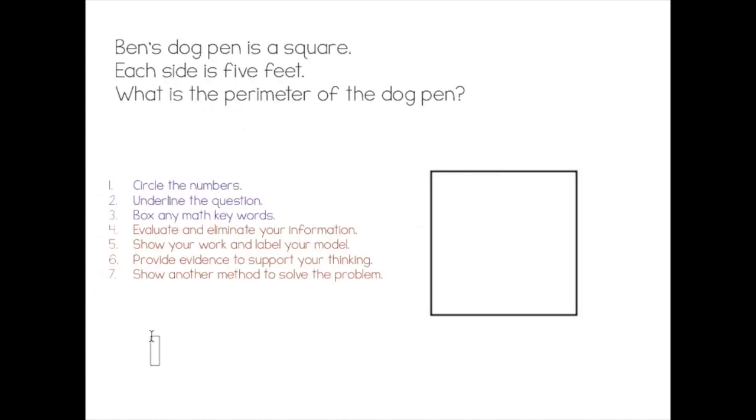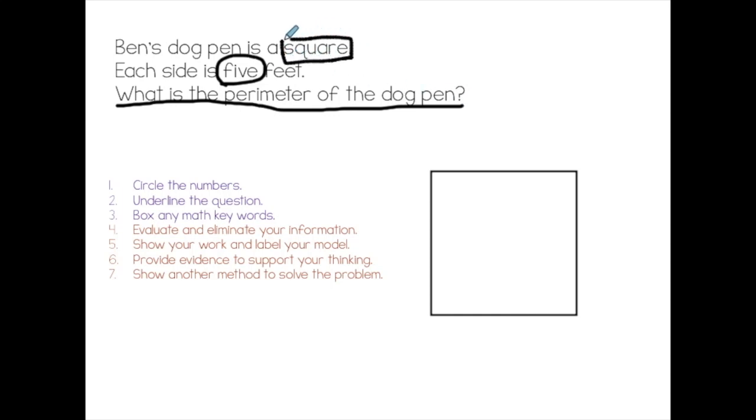Okay, so we have: Ben's dog pen is a square and each side is 5 feet. What is the perimeter of the dog pen? So a square is a big clue. And again, 5 feet. I'm going to circle any numbers. Just because it's not in a numerical format, it's in standard form, it is still fine. What is the perimeter of the dog pen? That is the question. It has a question mark. Keywords, definitely boxing off square.